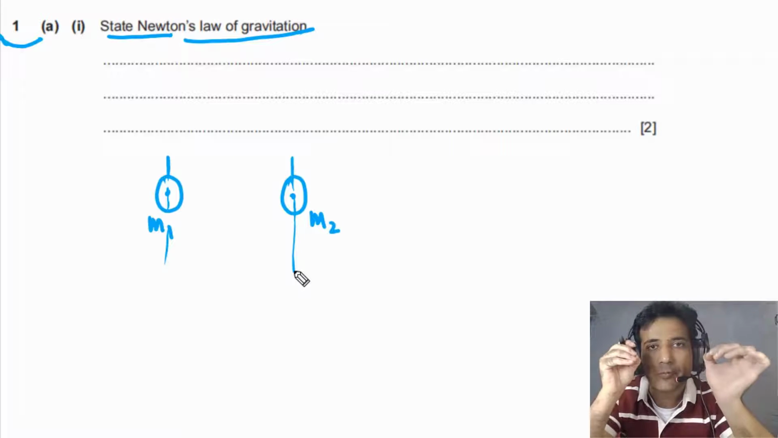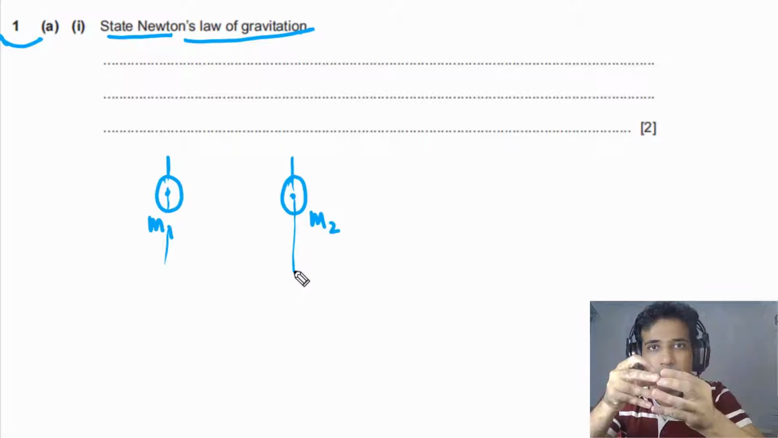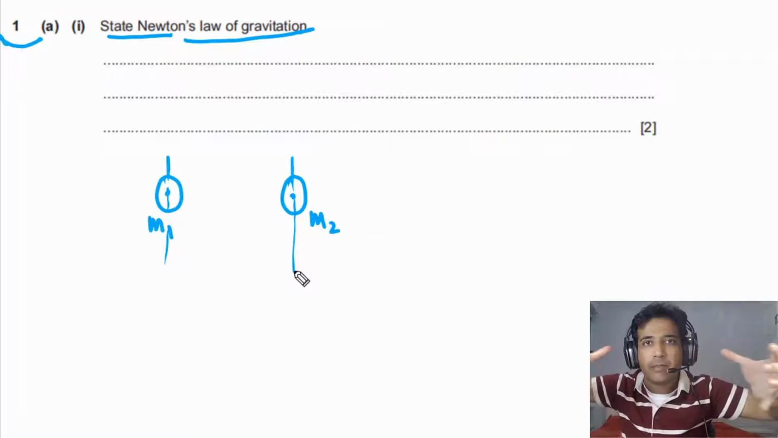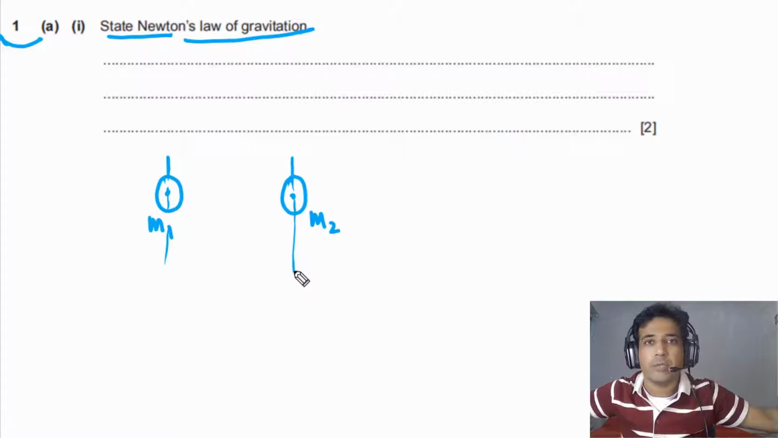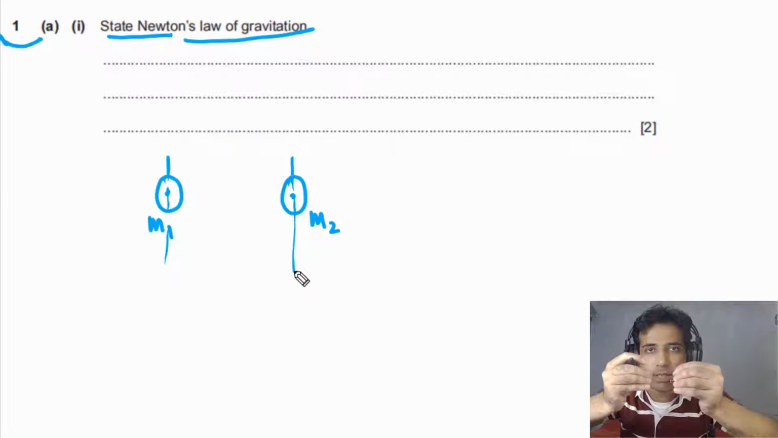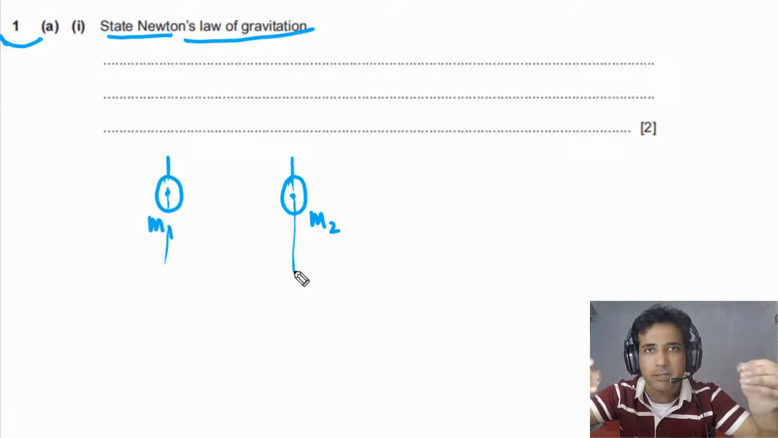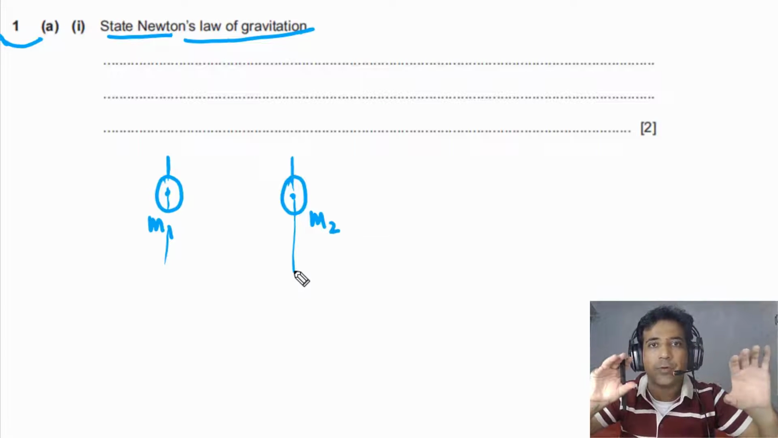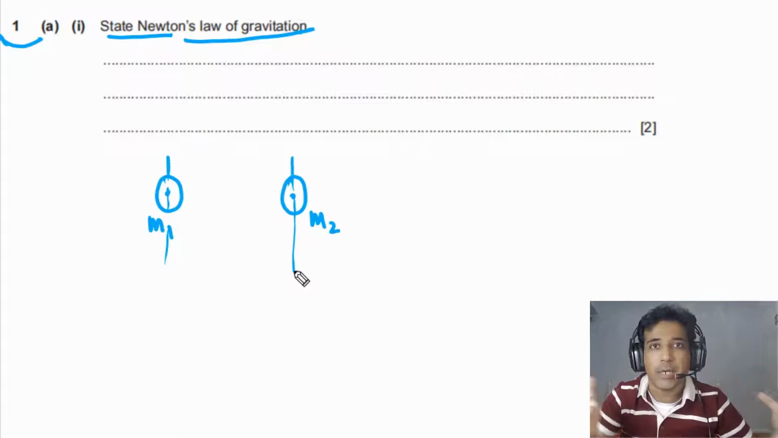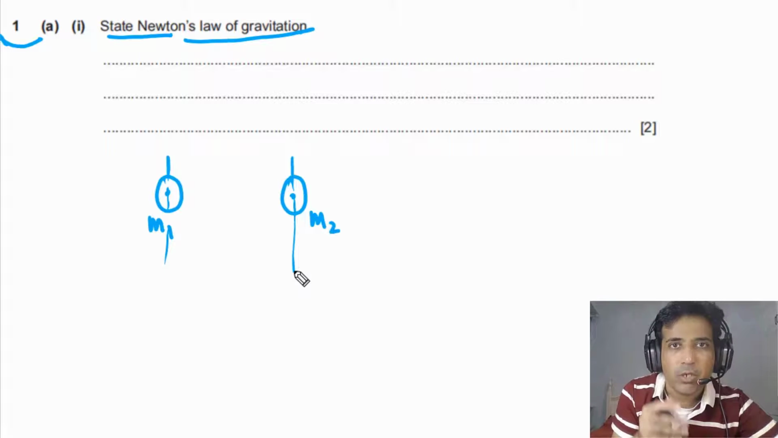Newton's law of gravitation is only valid for point masses. So you can treat a mass as a point mass if the 2 masses are very far away from each other, meaning the distance between the centers of the masses is much greater than the size of the object. We can also treat it as a point mass. I have discussed these things in other videos. You can check for more detail. But in today's class we will just focus on how to state Newton's law of gravitation.